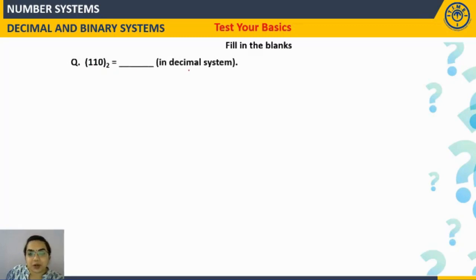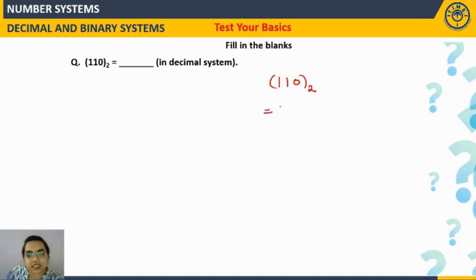110 to the base 2 equal to dash in the decimal system. Right, what do we have here? We have the binary. Now we need to find the decimal equivalent. Yes, how can we do that? Let's consider the number. Okay, so how many digits do you see here? We see 3 digits.